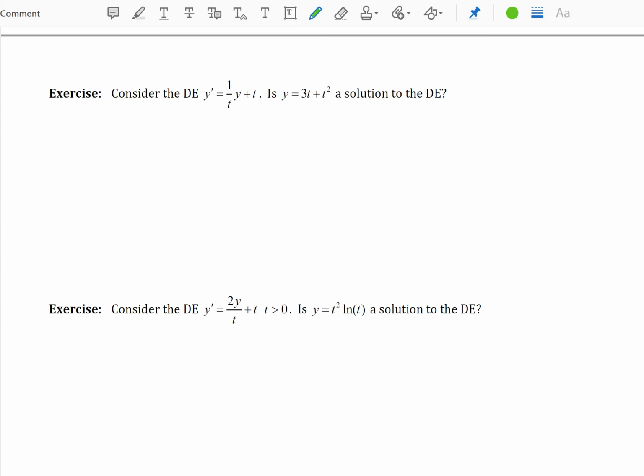Consider the differential equation y prime is 1 over t times y plus t. Is y equals 3t plus t squared a solution to the differential equation? To verify the solution, I want to plug it into the DE and make sure that both sides are going to be the same. So let's do the left-hand side first.